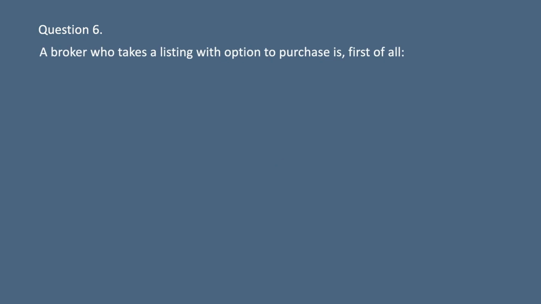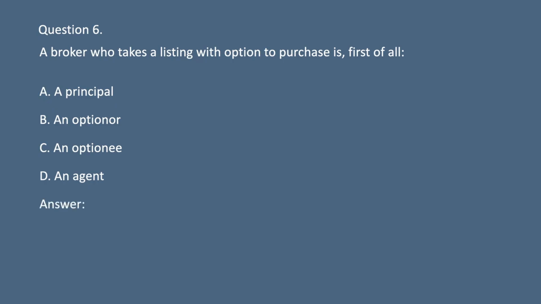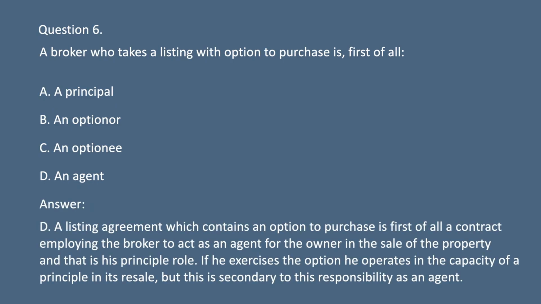Question 6. A broker who takes a listing with option to purchase is, first of all, A. A principal. B. An optioner. C. An optionee. D. An agent. Answer. D. A listing agreement which contains an option to purchase is first of all a contract employing the broker to act as an agent for the owner in the sale of the property, and that is his principal role. If he exercises the option, he operates in the capacity of a principal in its resale, but this is secondary to his responsibility as an agent.